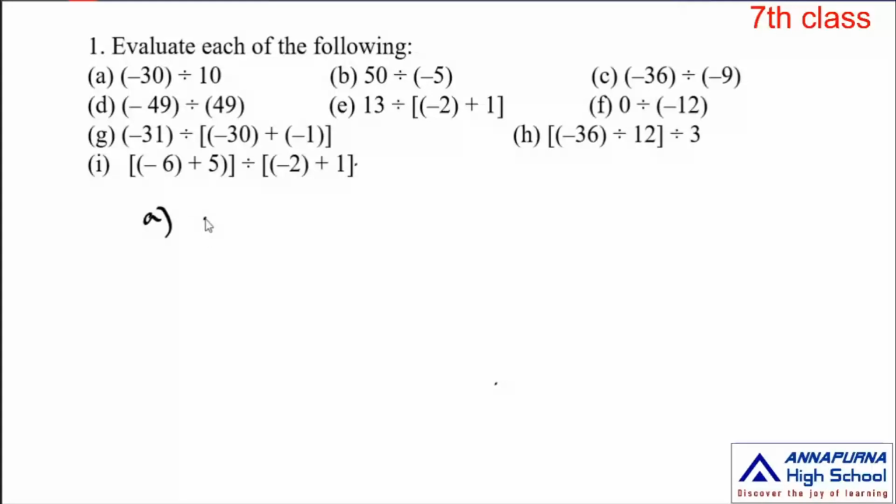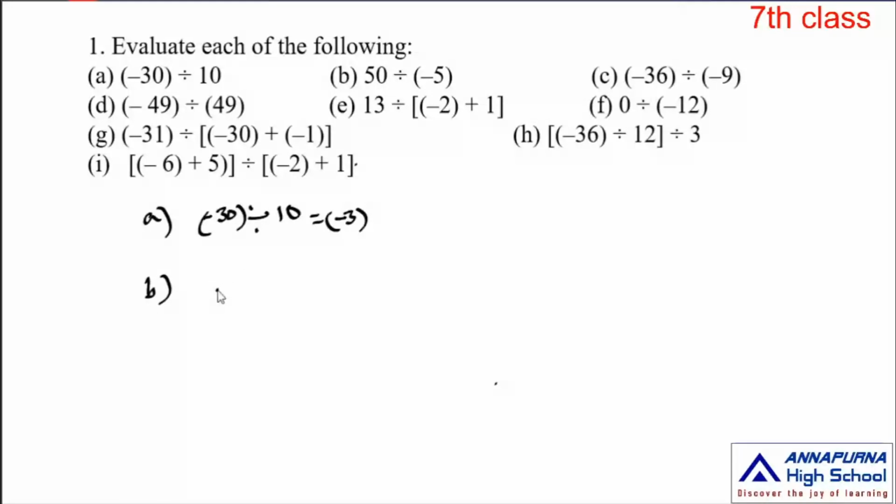So A means minus 30 divided by 10. Here we are dividing a negative integer by a positive integer. That means the quotient of a negative integer and a positive integer is, as we learned, negative only. In 30, 10 goes how many times? 3 times. Therefore the quotient is minus 3. Like that, if you take the B bit, you complete it.